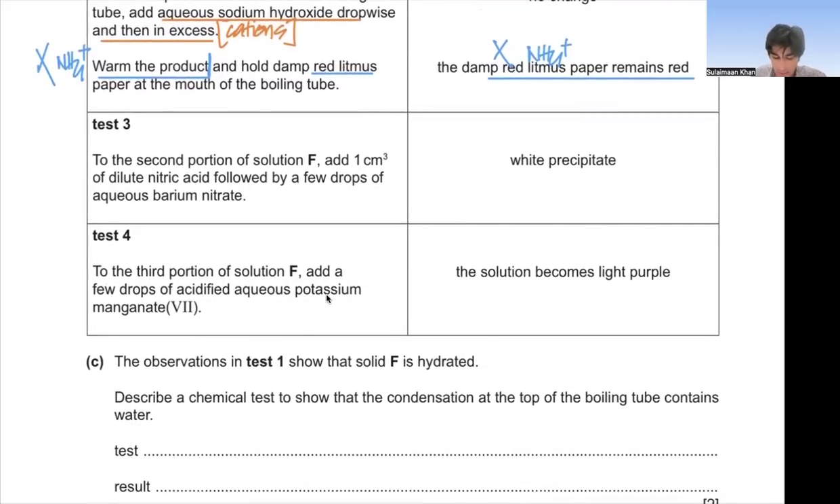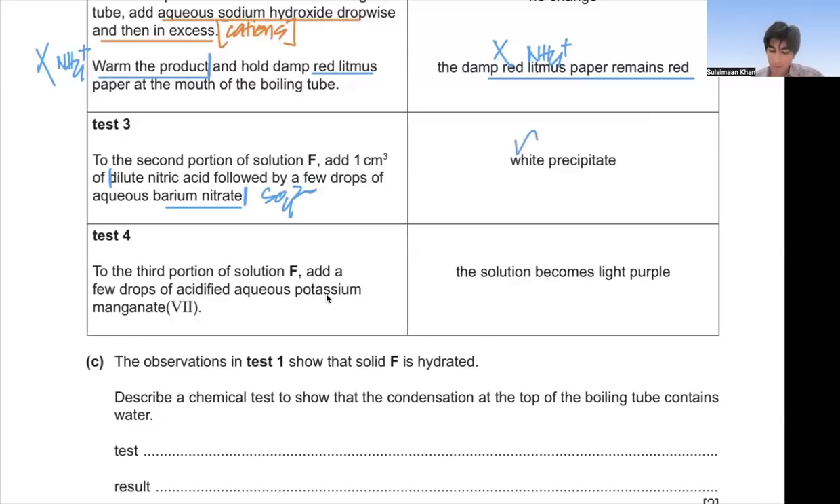To the second portion, add 1 cm cube of dilute nitric acid followed by a few drops of barium nitrate. What is this a test for? Nitric acid and now barium nitrate. This is a test for the sulfate ions. And he's saying, oh, absolutely, white precipitate.